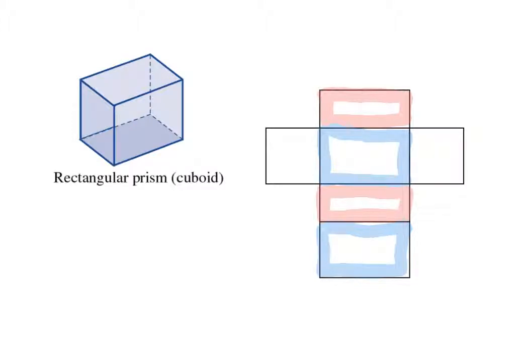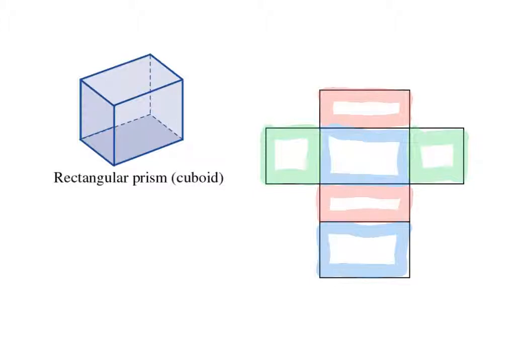So we can see in the net that we've got 2 corresponding red rectangles, 2 corresponding blue rectangles, and 2 corresponding green rectangles. So when we're calculating the total surface area, we need to calculate the area of 3 of those individual rectangles and then times it by 2.